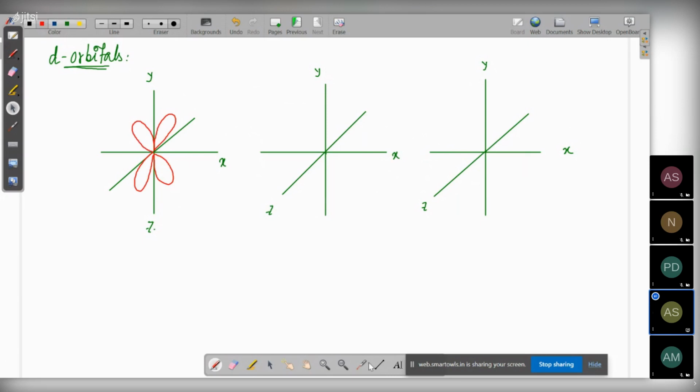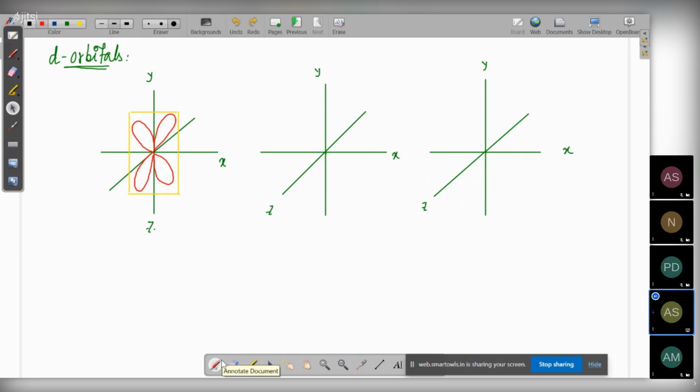This is the shape of dxy. Draw a square box so as to indicate that it is lying on the plane of the x and y axes. It is lying on the plane of x and y. This is your dxy. Okay, we'll write the names later.